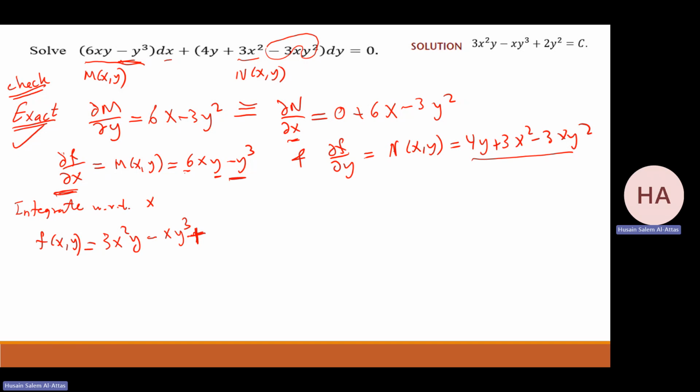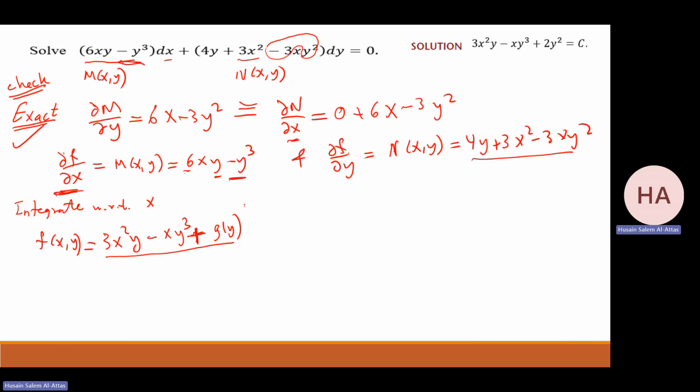no, my plus c is not a constant. It will be a function of y. I use g of y. Okay, so it will be a function of y, since I'm doing the partial derivative with respect to x. Now, if you differentiate this with respect to x, you should get this one. Differentiate, I have 6xy minus y cubed plus g of y. What's the derivative of g of y with respect to x? Any function of y, the derivative will be 0 with respect to x, the partial derivative I'm talking about.